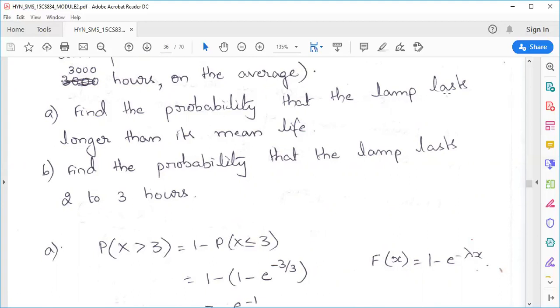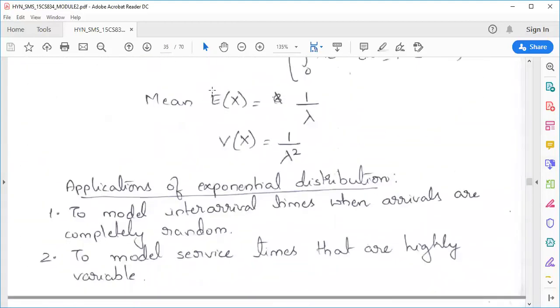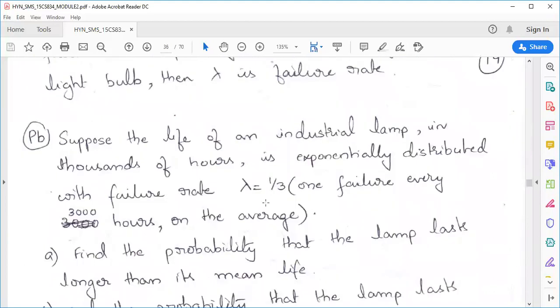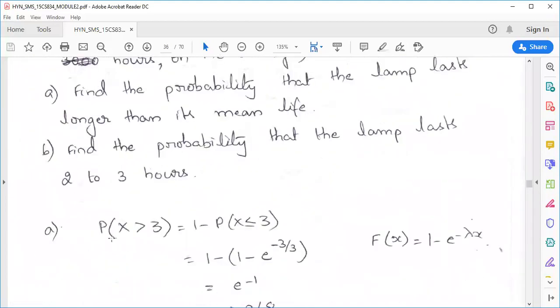Since the question says the probability that the lamp lasts longer than its mean life, I will take the formula which is used for the mean of an exponential distribution. The formula is 1 by lambda. So I will take 1 divided by lambda, where lambda is 1 by 3. So 1 by 1 by 3, I will get it as 3. Right? So I have to find probability of x greater than 3, which will be equal to 1 minus probability of x less than or equal to 3.